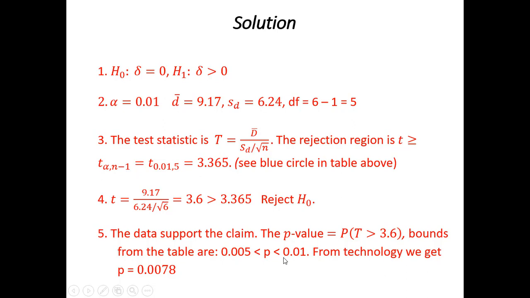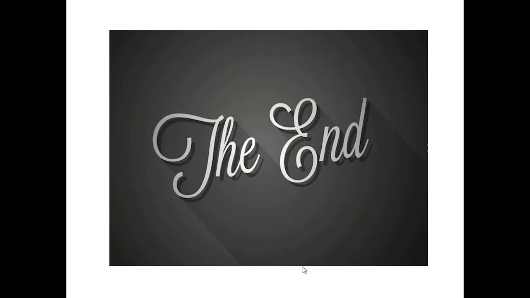Now, just for fun, we could confirm what's going on with technology. If we were to do that, we would see that P is equal to 0.0078. So right in this interval, greater than 0.005, but less than 0.01. Okay, so this concludes the video.